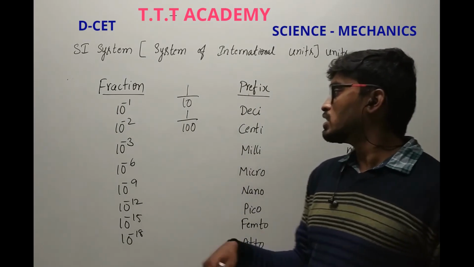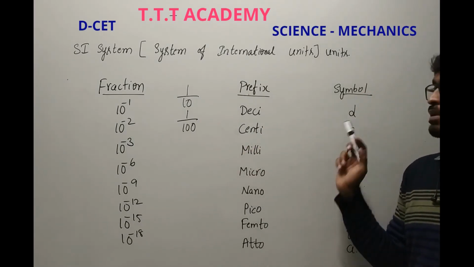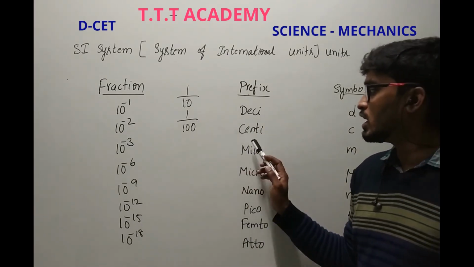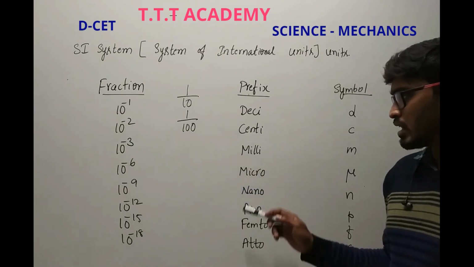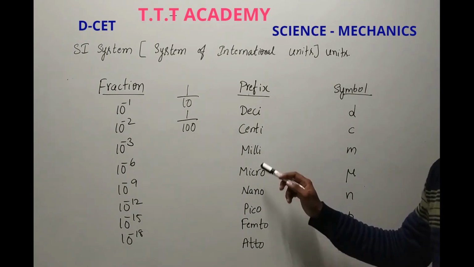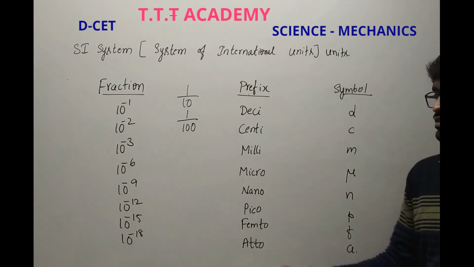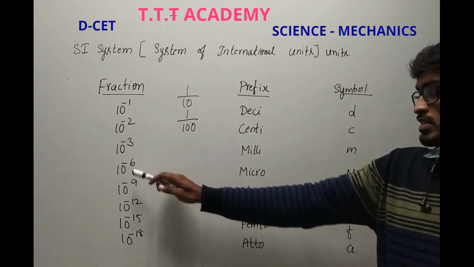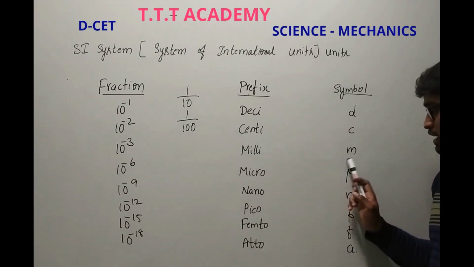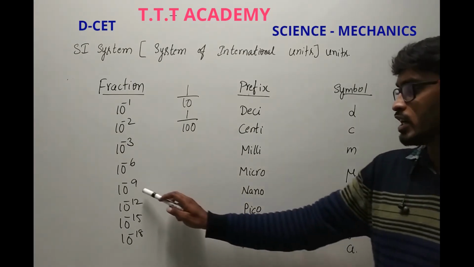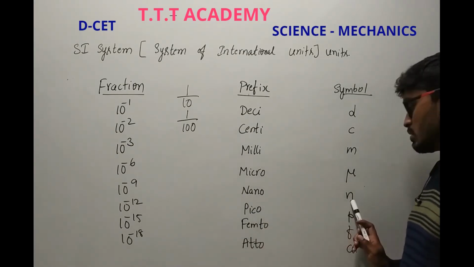10 to the power of minus 1 is deci, indicated by d. 10 to the power of minus 2 is centi, its symbol is c. 10 to the power of minus 3 has the prefix milli and the symbol is small m. And 10 to the power of minus 6 has the prefix micro and it is mu. Okay, it is called mu. And then 10 to the power of minus 9 is nano, symbol is n.